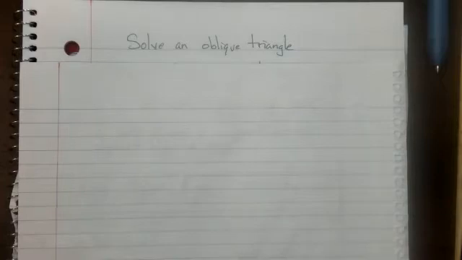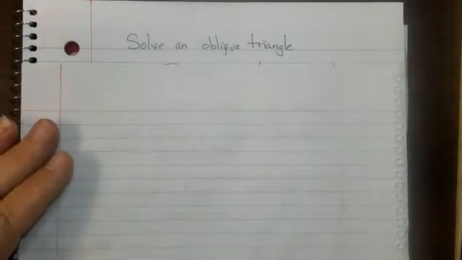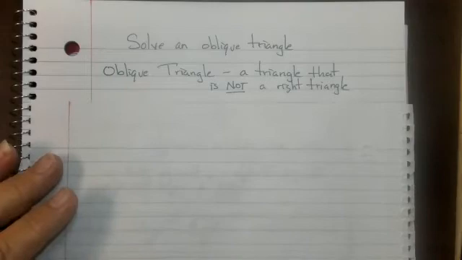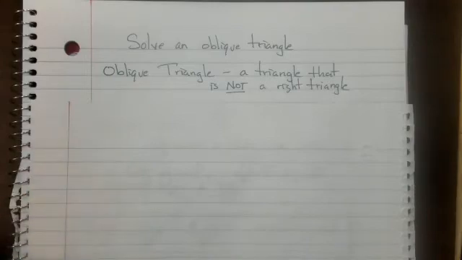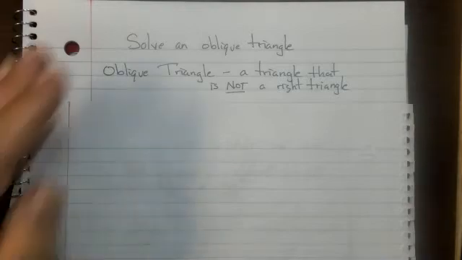All right, so we are going to now solve an oblique triangle. So the first thing we need to do is know what an oblique triangle is. An oblique triangle is a triangle that is not a right triangle. So any triangle that does not have a 90-degree angle. So we need to keep in mind that the Pythagorean theorem, as well as our trig ratios, only work for 90-degree angles. So we're not going to be using those anymore.